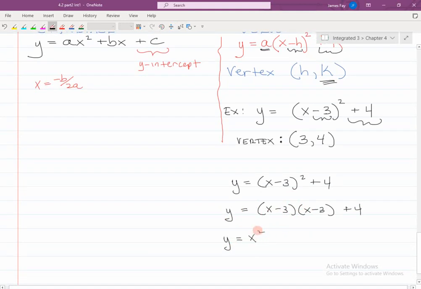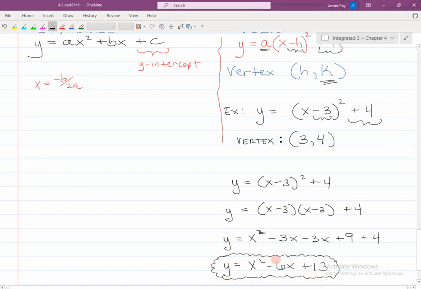X squared. Okay, x times negative 3 will give me negative 3x. Negative 3 times x will give me negative 3x. And then last times last will give me positive 9. And then plus 4. Okay, so we end up with y equals x squared minus 6x plus 13, correct? Okay. That thing right there, by looking at that, do you know what your vertex is?